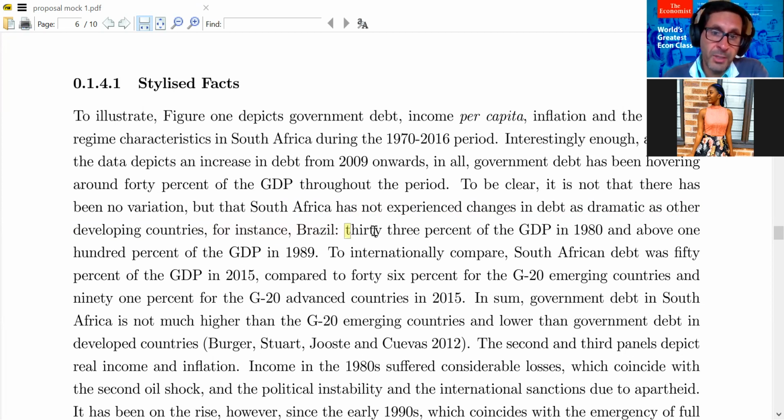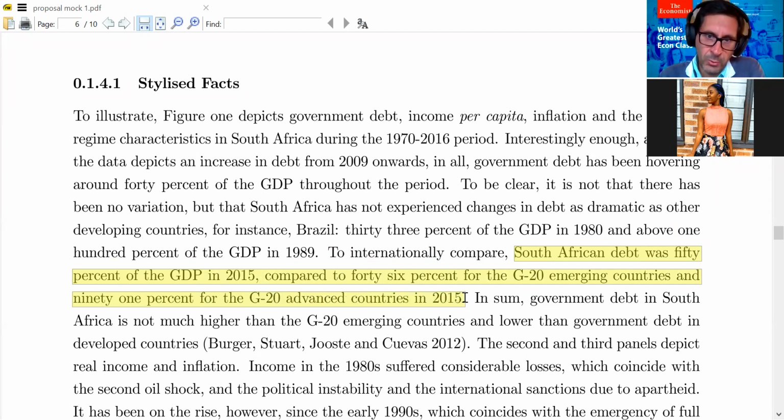In Brazil, debt was 33% of GDP in 1980, and above 100% of GDP in 1989. You see a lot of variation in Brazilian debt. To compare internationally, South Africa's debt was 50% of GDP in 2015, compared to 46% for the G20 emerging countries, and 91% for the G20 advanced countries in 2015. So you can see here we are just describing. There is no judgment.